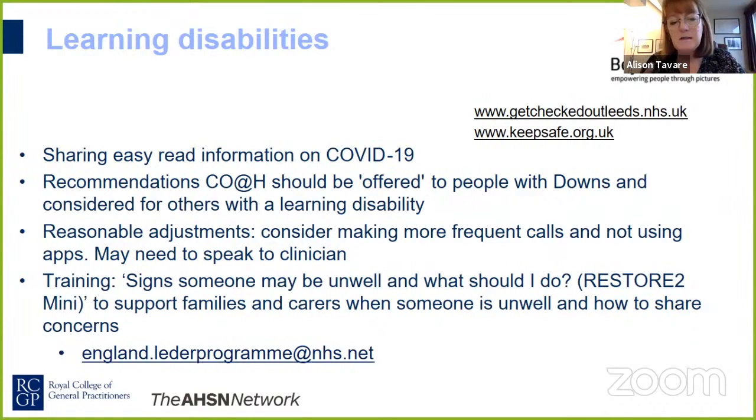It's free to use, lots of resources, and it's really appropriate for the community learning disability teams. So that's being rolled out in the next few weeks. And if you know anybody who might be interested in that, please direct them to the LeDeR programme. I've put the email there.